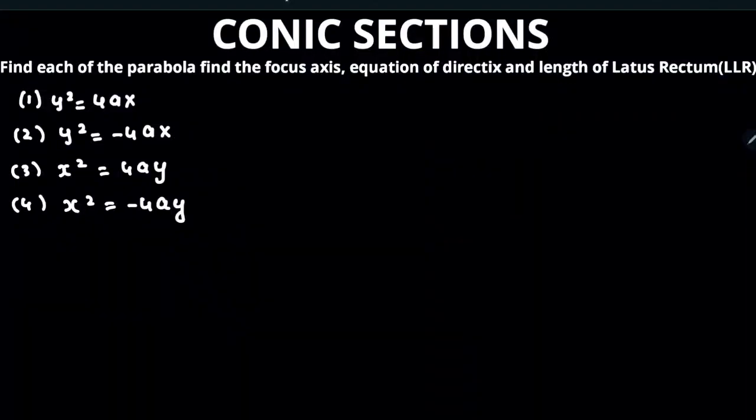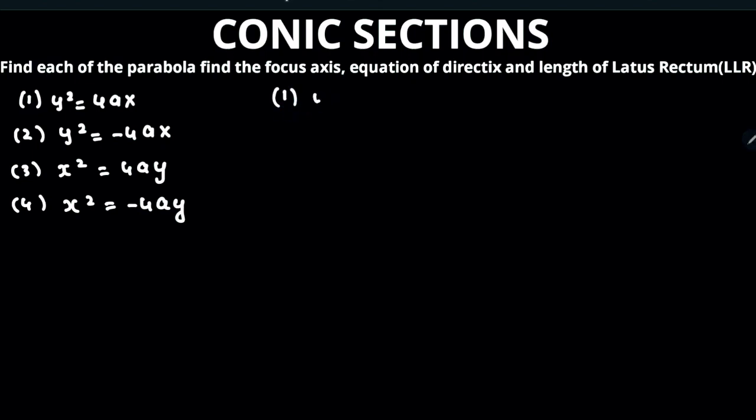In this video, we will learn how to find the focus, equation of directrix, and length of latus rectum. Here you're seeing four types of forms. First form is y square is equal to 4ax, y square is equal to minus 4ax, x square is equal to 4ay, and x square is equal to minus 4ay. So these are the four types of forms in parabola that you have to use for a given question. Let us learn the characteristics of these forms, and then only we can solve the given question.